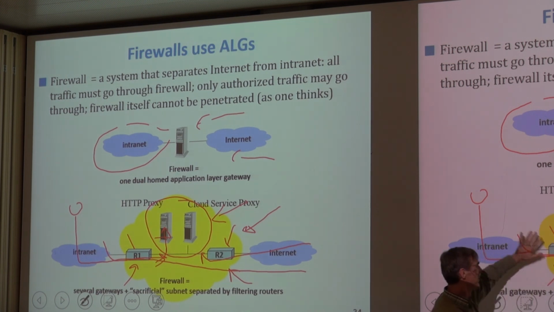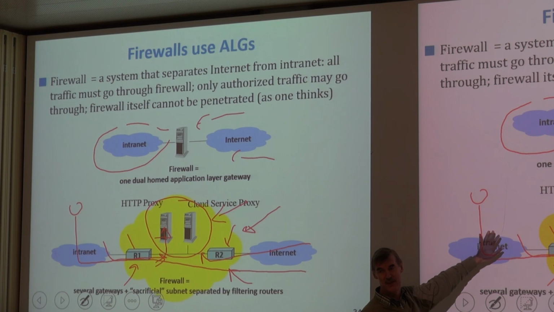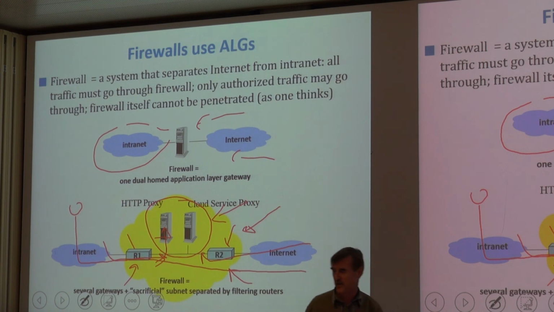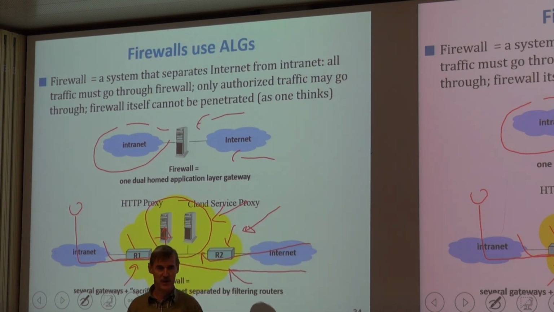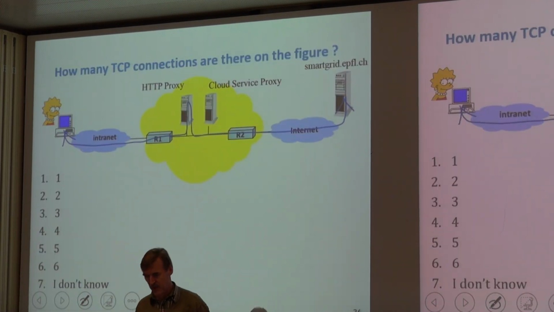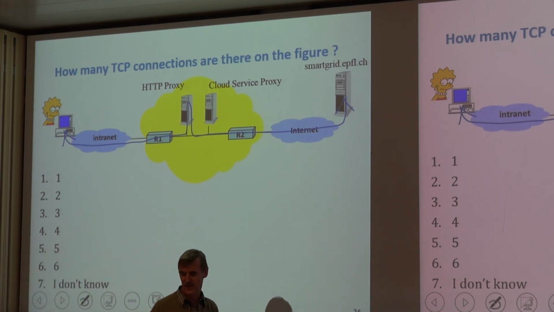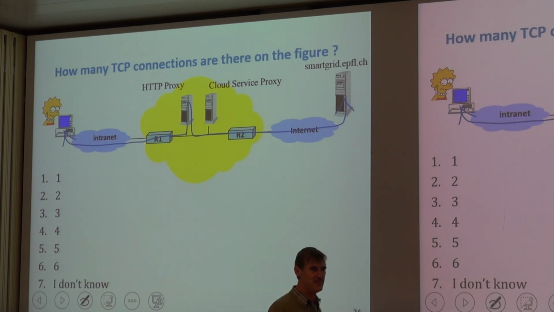So at EPFL, we cannot watch the thousands of PCs and devices that are connected to the network, but we can watch those things and screen them. This is another example where we will use an application layer gateway which violates and breaks the end-to-end principle. If we do this, for example, assume Lisa goes to smartgrid.epfl.ch to see what is the state of the grid. How many TCP connections will she use, or are triggered by her activity on this figure?